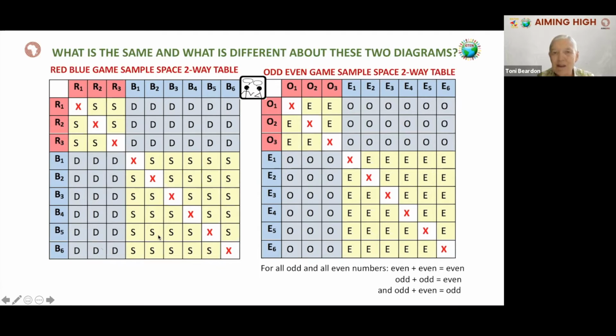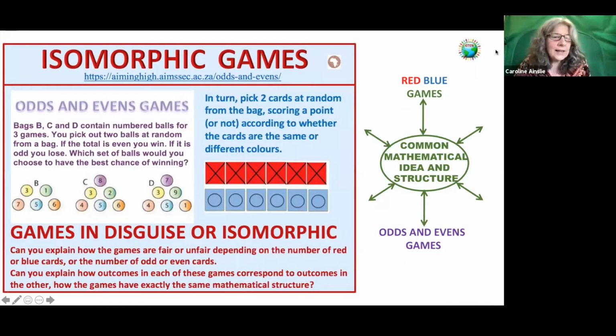So the probability of getting odd is a half. The probability of getting even is a half. Probability in the red-blue game of the same colour is a half. Probability a half where the S's are, and again the probability is a half where the D's are. So although we've got different numbers of cards of each type, it turns out that these are fair games. These are isomorphic games, which means they're the same and different.